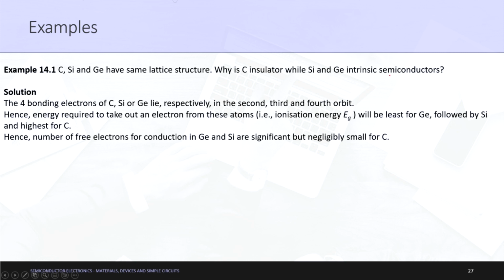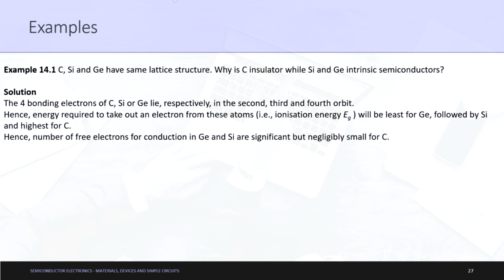What actually happens? The solution says that the 4 bonding electrons of carbon, silicon and germanium lie respectively in the second, third and fourth orbit. This is quite evident, as we go downward along the column, the atomic number keeps on increasing.